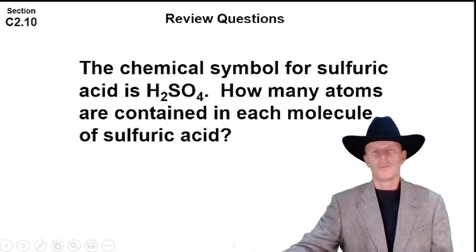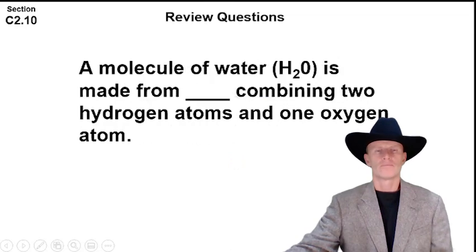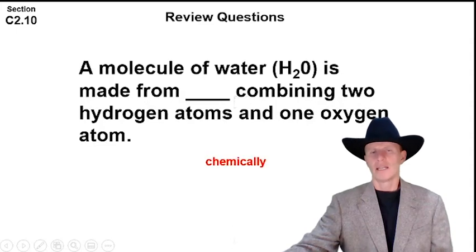The chemical formula for sulfuric acid is H2SO4. How many atoms are contained in each molecule? Well, we have 2 H's, we have 1 S, and we have 4 O's. Altogether, we have 7. A molecule of water is made from chemically combining 2 hydrogen atoms and 1 oxygen.